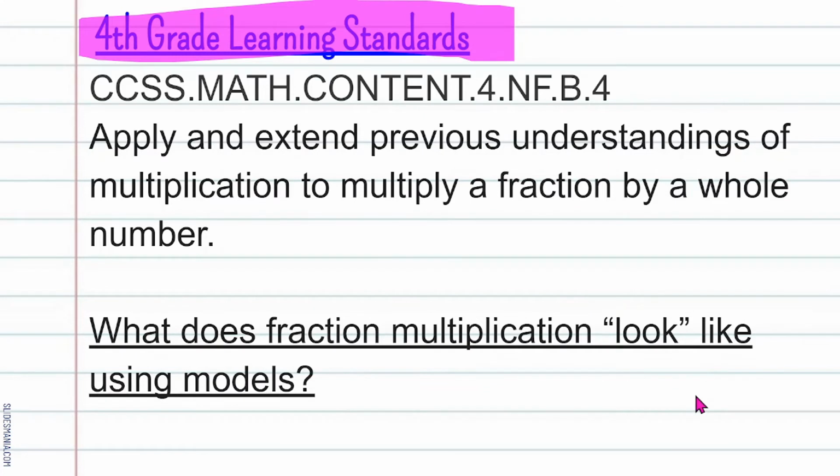This video continues with our multiplying fractions series we have going on here. We are focusing on what fraction multiplication looks like using models. This is the teaching video. We are going to be using and drawing some models to understand what it looks like when we multiply fractions times whole numbers.